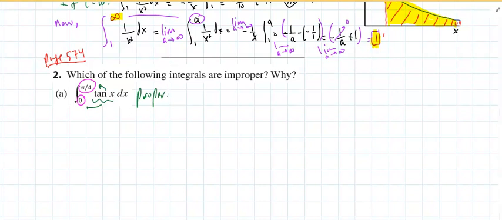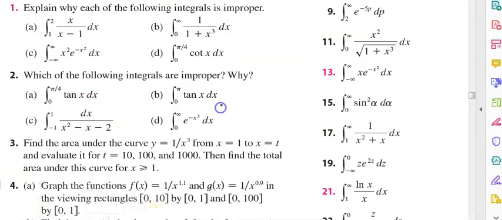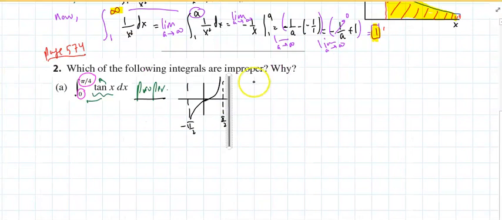And you could tell, if you recall the graph of a tangent, the problem with tangent happens at pi over 2 and negative pi over 2. We didn't reach that, so this is proper. We are fine here. You can integrate like you normally do, but you're not going to jump in this section and just integrate. Instead, you're going to try and figure out what is wrong. Well, look at part B.